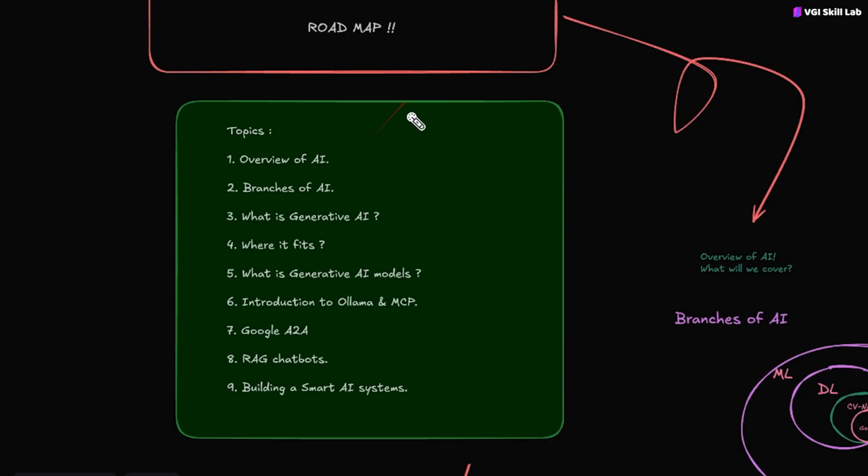We will see what is the overview of AI, the branches of AI, what is generative AI, where it fits. What are generative AI models? Introduction to Ollama and MCP, Google A2A, RAG chatbots, and building AI systems. So these are the topics that we are supposed to cover today. This is just an introductory video, so I will not go into detail. But in the upcoming videos, I will go into detail on each of these topics one by one.